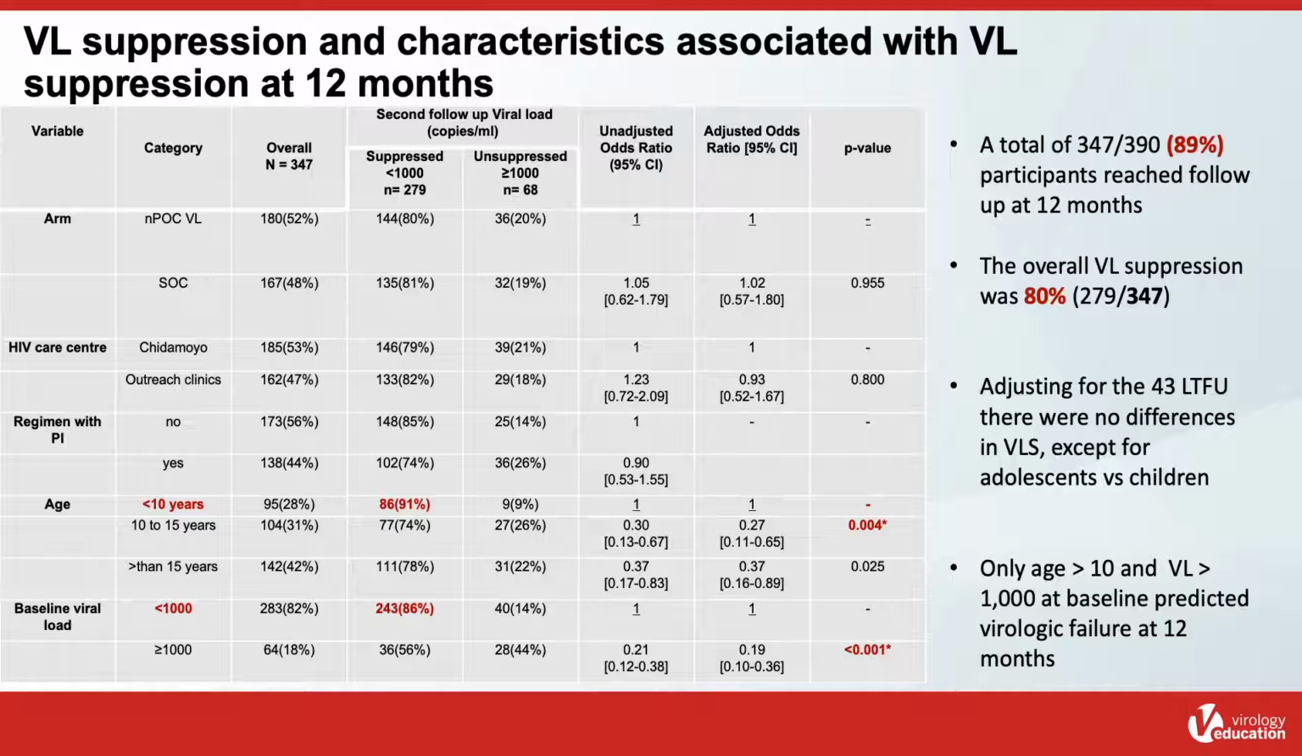A total of 347 out of the 390 participants that were enrolled at baseline reached follow-up at 12 months. The overall viral suppression was 80%. When we adjusted for the 43 lost to follow-up, there was no difference in viral suppression except for adolescents versus children. Only age greater than 10 years and viral load greater than 1,000 copies at baseline predicted virologic failure at 12 months.